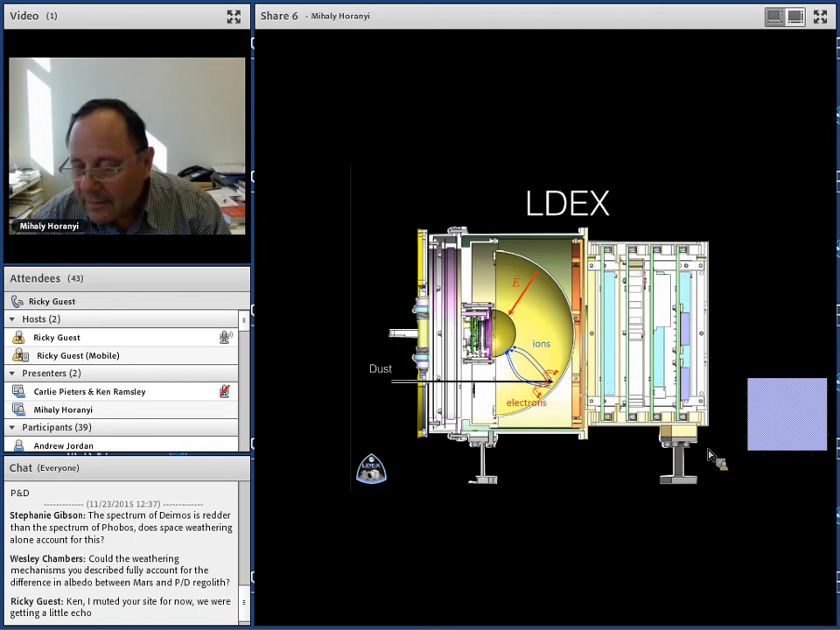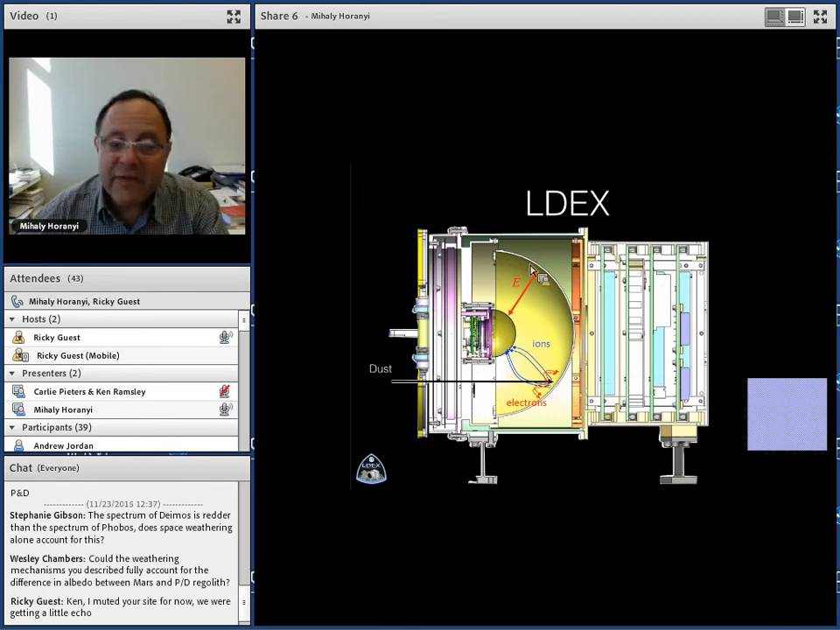Yeah, we're still here. Okay, so dust particles move from left to right, hit our hemispherical target, and make a small puff of plasma, electrons and ions. The electric field set up in this instrument makes the electrons recollected on the target, and the ions go into an ion detector, which has a much larger amplification.